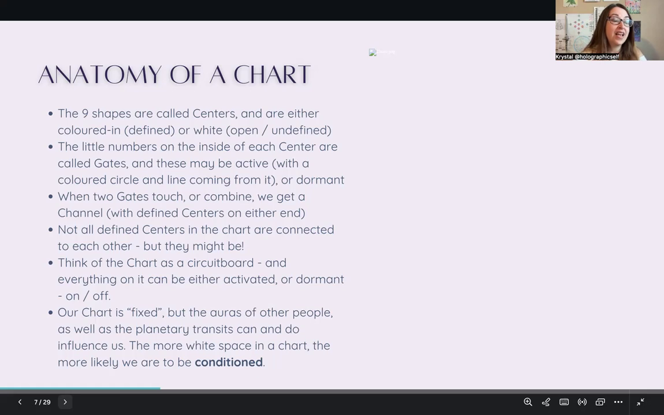So our chart is an imprint of the energies that were coming in, the neutrino stream that was coming through the planetary activations at the moment of our birth, and the place and time of our birth. And it also incorporates our design date, which is a date about 88 days prior to our birthday. So I love this bit about human design because it acknowledges the astrology of our physical body. So yes, our consciousness perhaps came in at this specific time. And then also our physical body was being formed before we were born. So really ties in with my perspectives on birth work and consciousness in that realm.